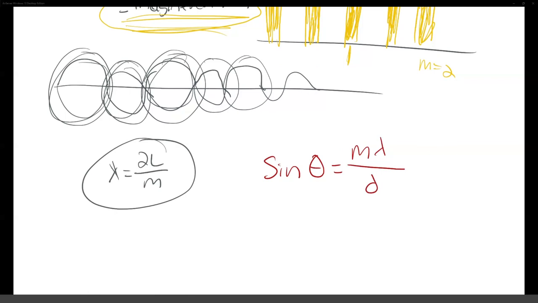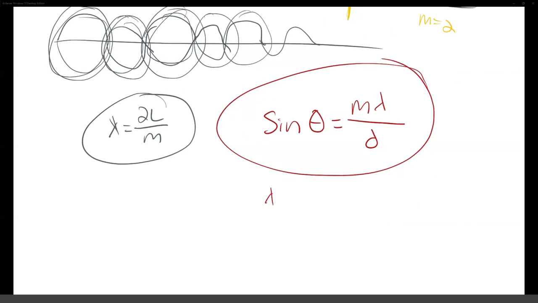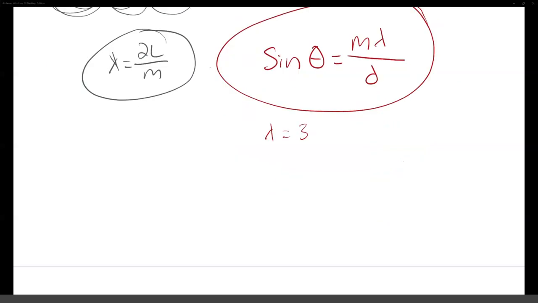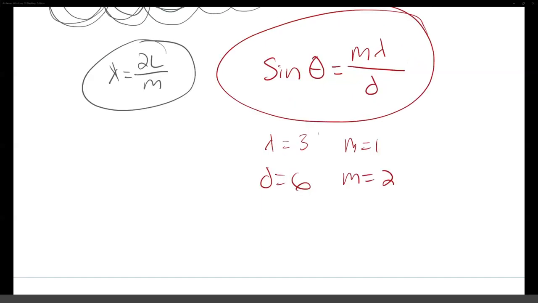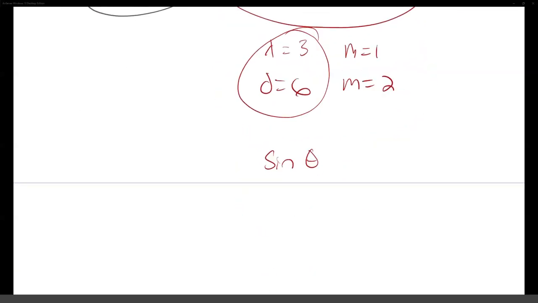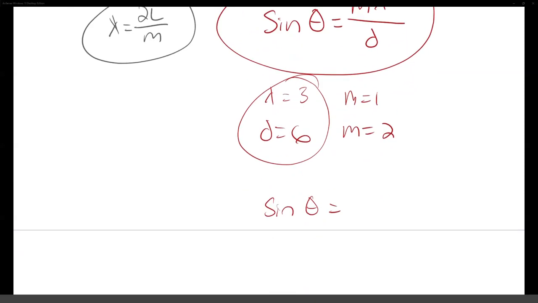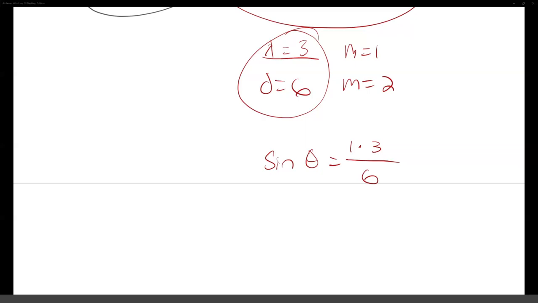So I would assume this is the equation that we're going to need to solve that number 5. Because that way, if we're given a wavelength and a distance, and it says, given some info, what are the angles of M equals 1 and M equals 2? We'll probably be given this information, and so we'll be asked to find the sine of theta equals, we'll do M1 first, so 1 times 3, right, because 3 was our wavelength, over 6, right?